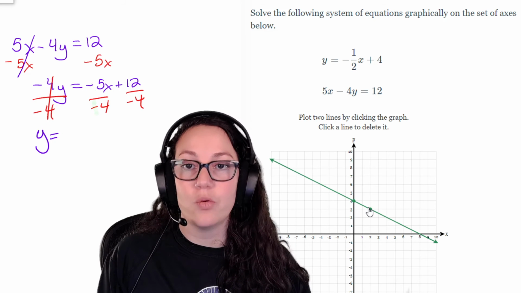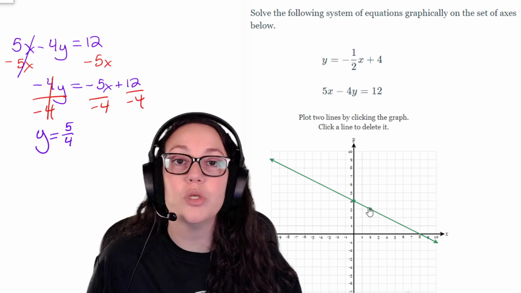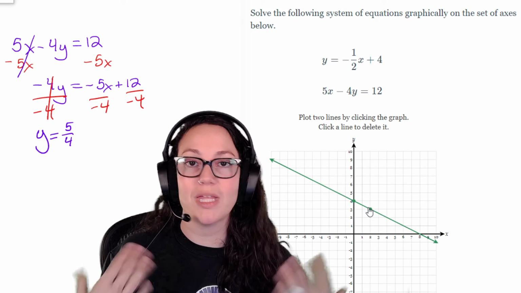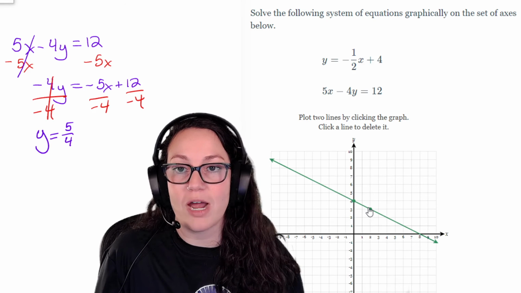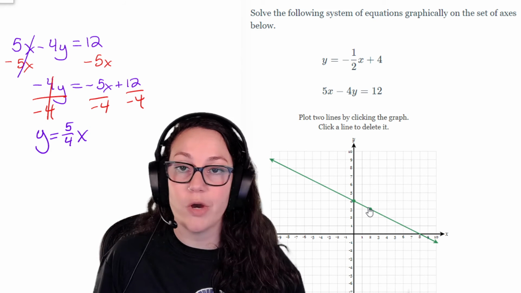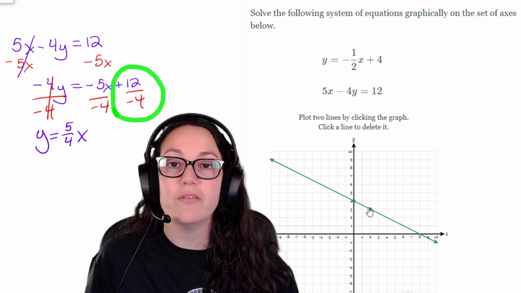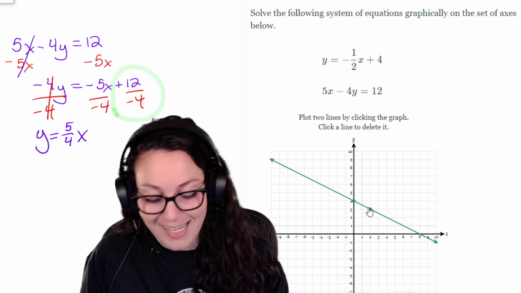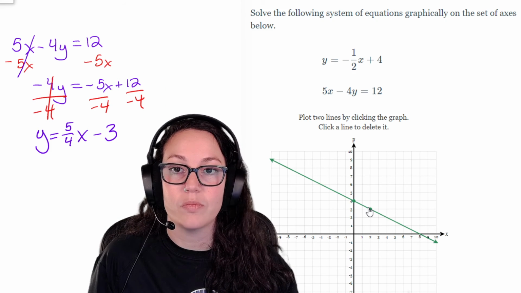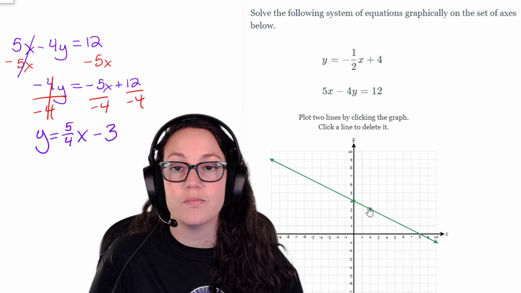And here is where I really recommend you leave this as a fraction. It will help you see your slope so much better. You could totally make this a decimal, but that's not actually going to make it easier for you to graph. There's still an x here. That x is very important. And then here, positive 12 divided by negative 4 is negative 3. So it's going to be minus 3. So here we have it, our slope-intercept equation.